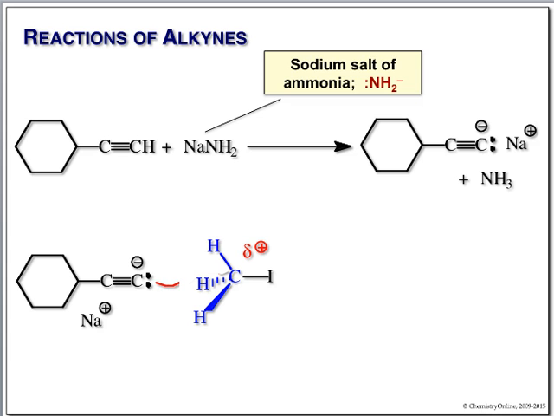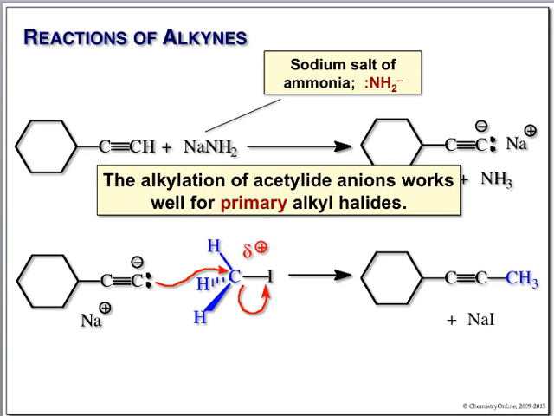Let's go. They're supposed to. There they go. When they do, the iodine leaves, and we wind up with an alkylated alkyne. This allows us to take a simple alkyne and attach basically anything else to it. Works best with primary alkyl halides. We'll talk more about that in chapter 11.